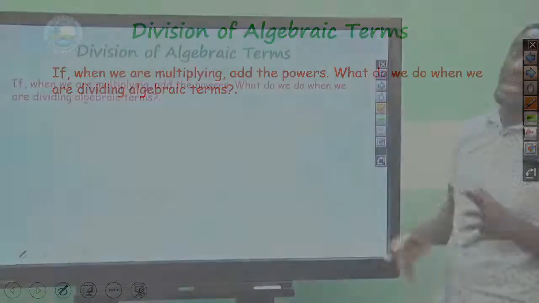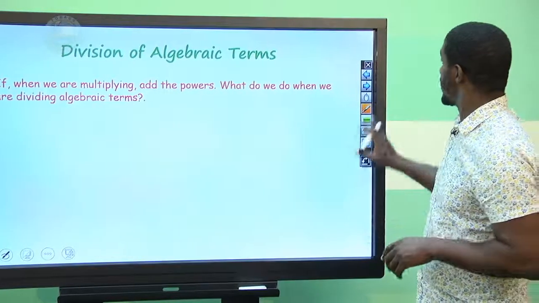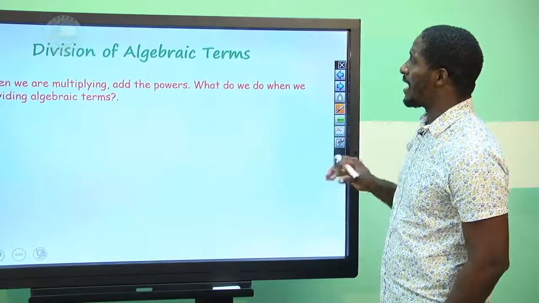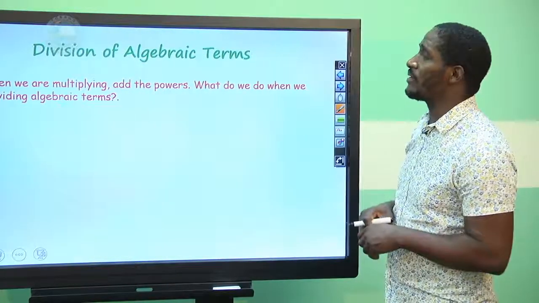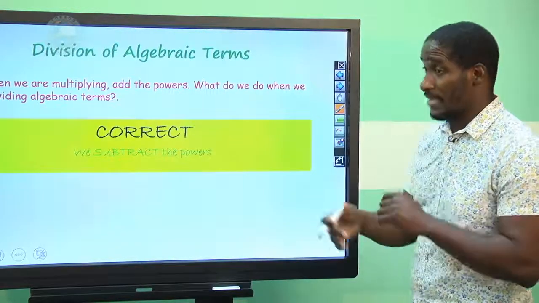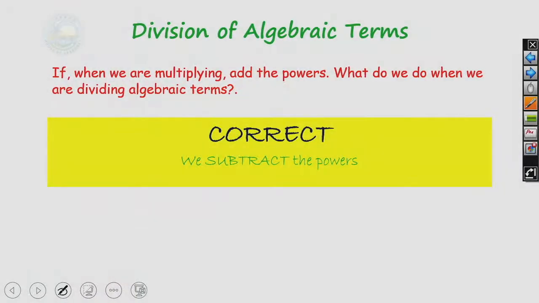Right. So we have looked at multiplication of algebraic terms. What about division? If when we are multiplying, we add the powers, what do we do when we are dividing algebraic terms? You are correct. When we are dividing, we subtract the powers. Look at this example here: 28a divided by 7a squared.